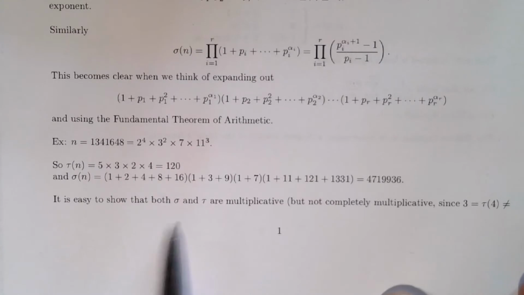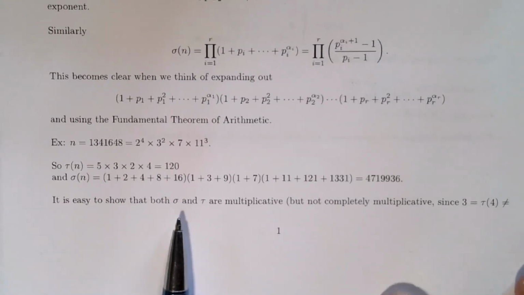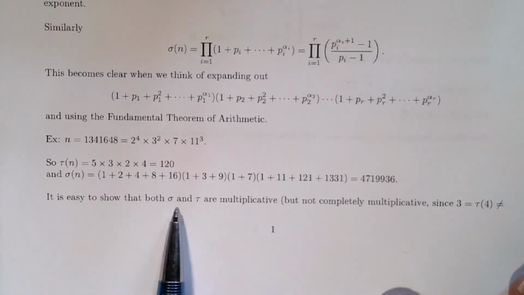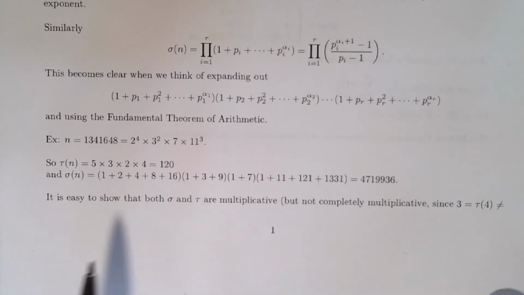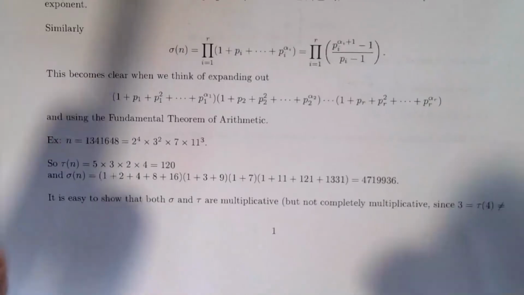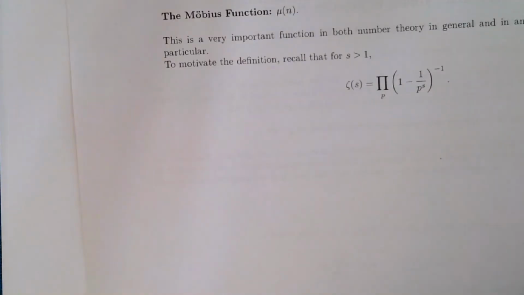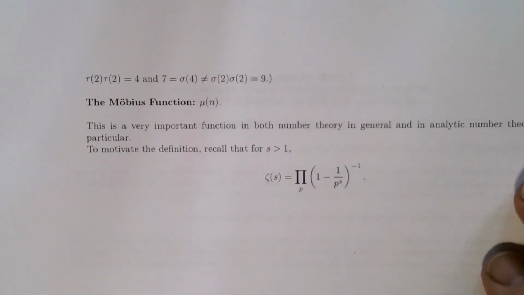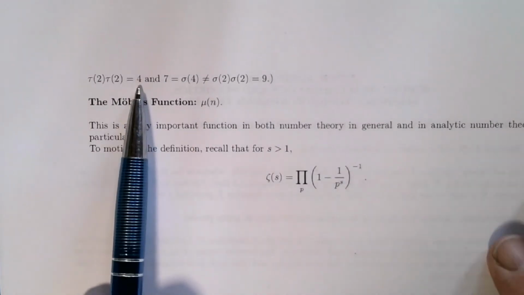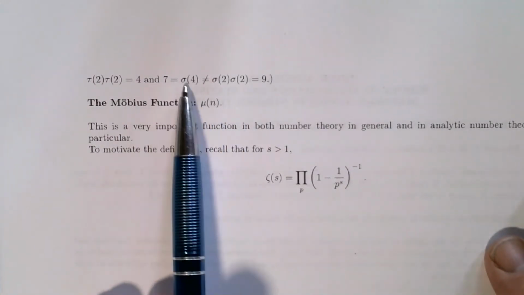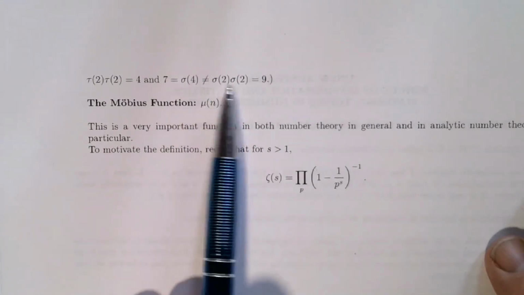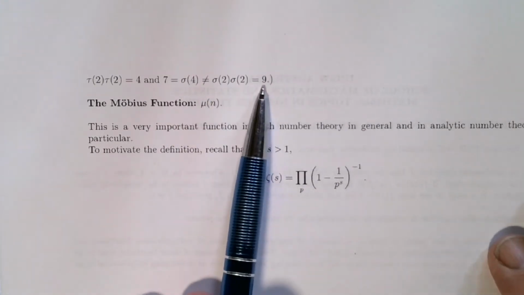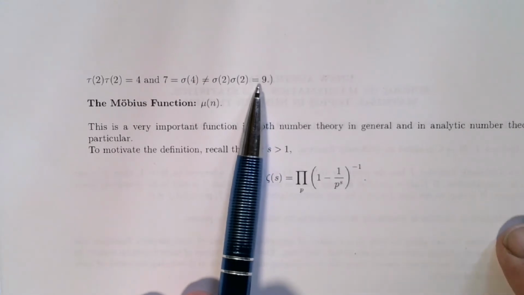Now it's easy to show that sigma and tor are multiplicative. They're not completely multiplicative, since, for example, if you work out tor of 4, you get 3, and that's not equal to tor of 2 times tor of 2, which is 4. And similarly, sigma of 4 is 7, and if you try and write 4 as 2 times 2 and split it, you get a different answer. So sigma and tor are multiplicative, which is nice, but not completely multiplicative.